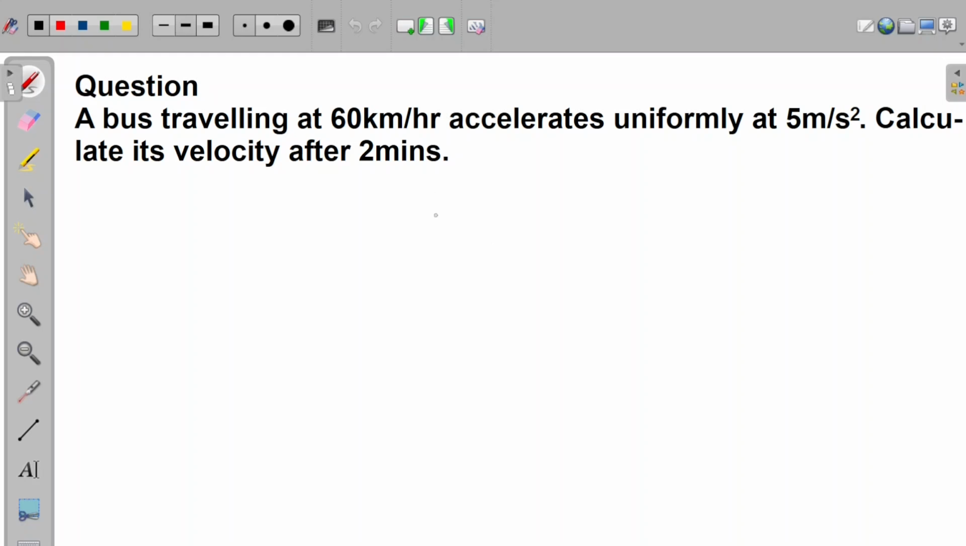So now we have the first question given to us. A bus traveling at 60 km per hour accelerates uniformly at 5 meters per second squared. Calculate the velocity after 2 minutes. So we're asked to calculate the velocity of the car.